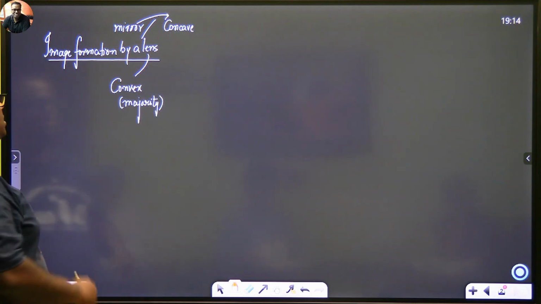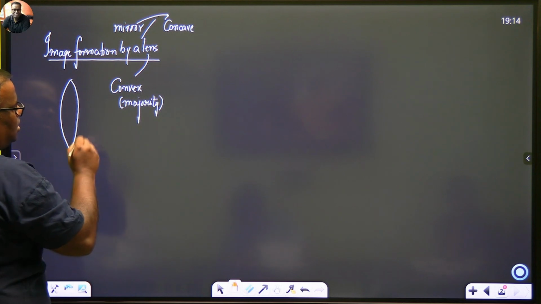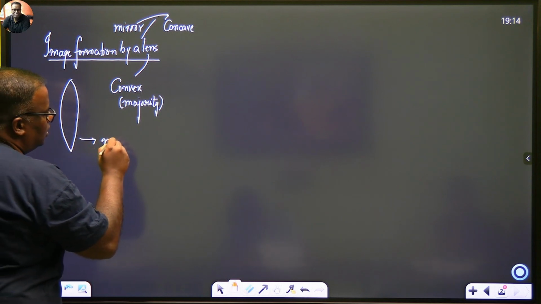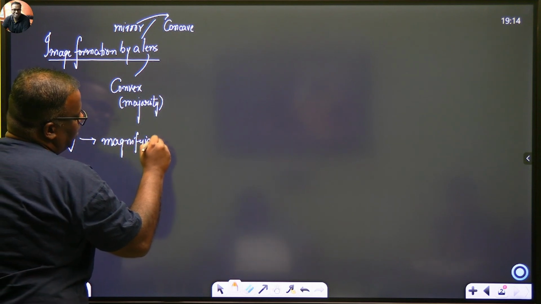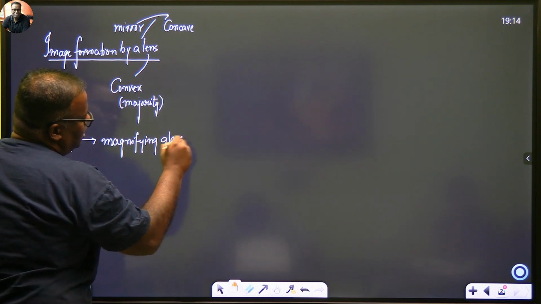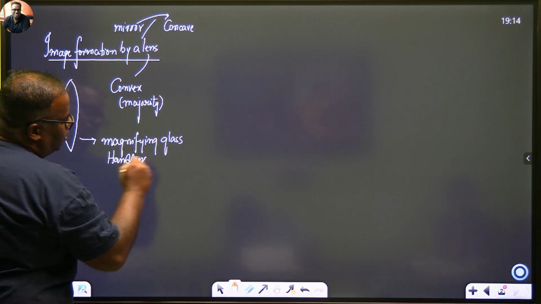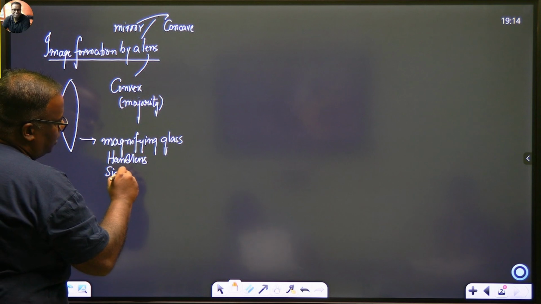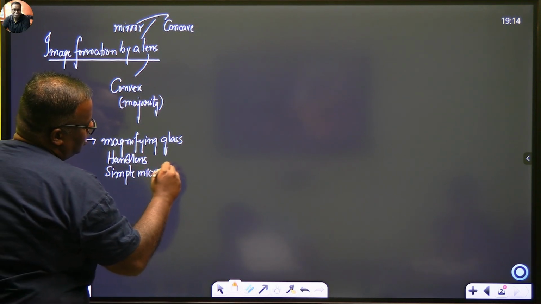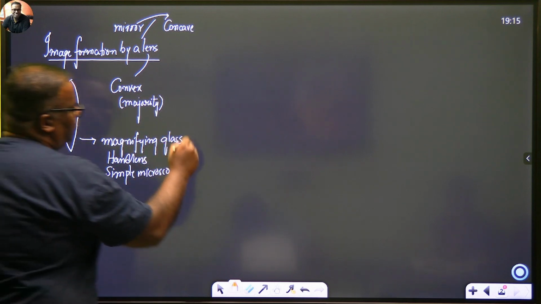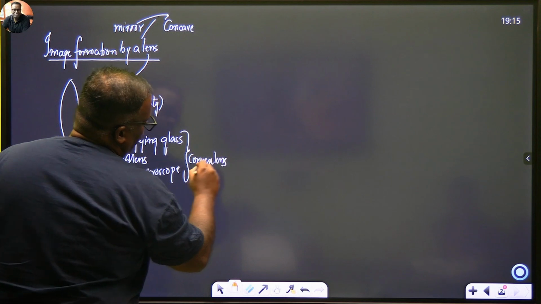A convex lens is a lens which is like this. In crude language, we call it the hand lens or the magnifying glass. And in the biolab we call it the simple microscope. These are all examples of convex lens, right?